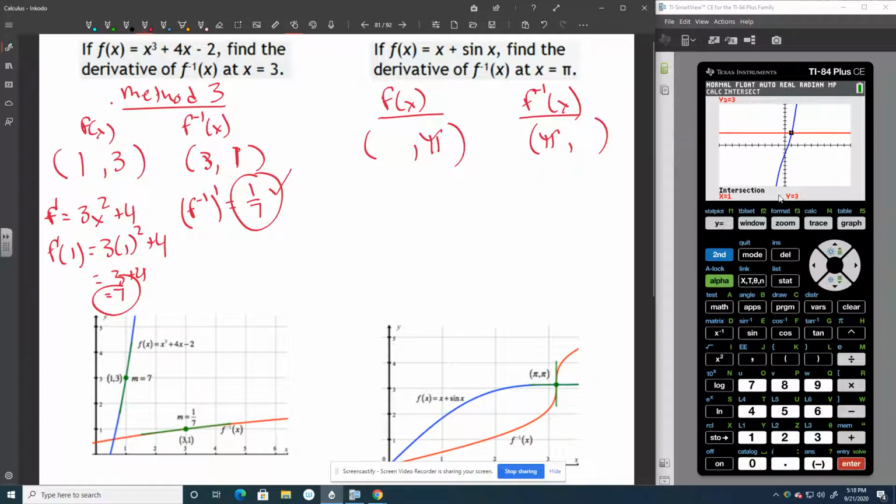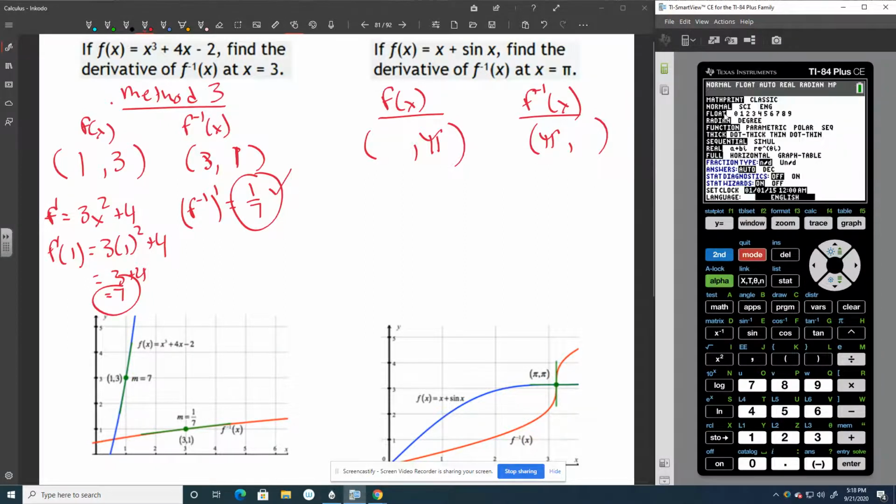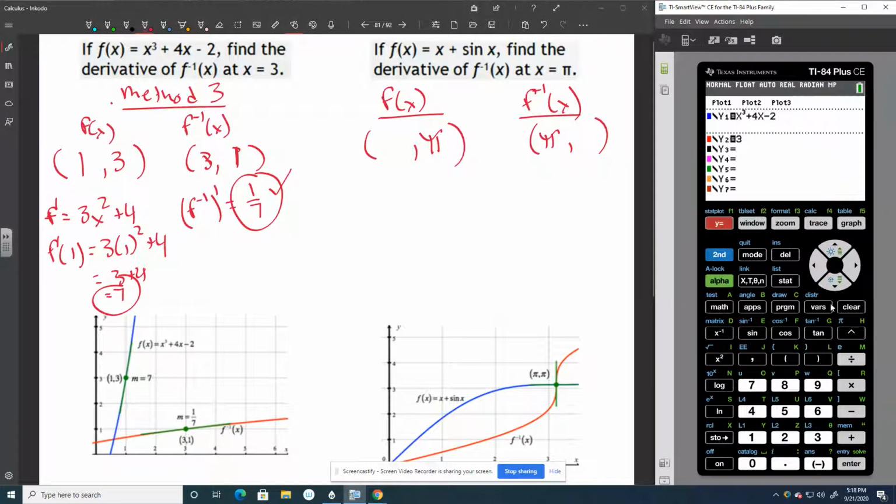Now we've got to be careful. We can do the same thing we did before. We just have to make sure in our mode settings that we are working in radians. And then I go to y equals and I plug in x plus sine of x.